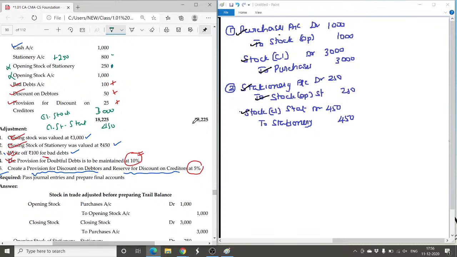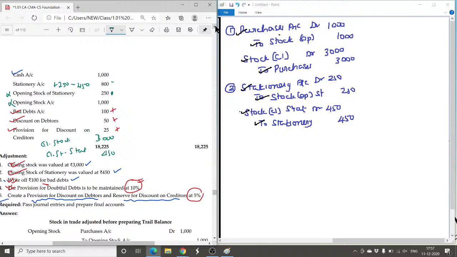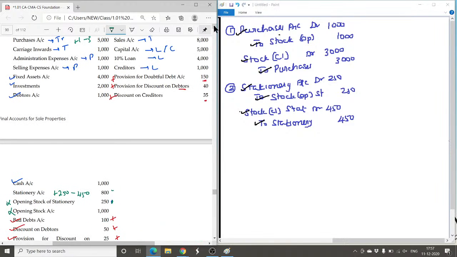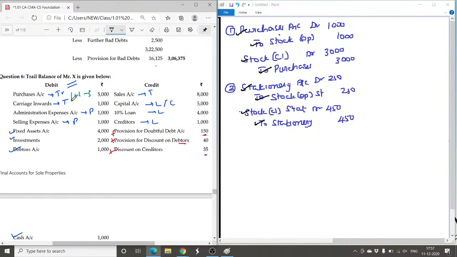So closing stock of stationery value being 450, and this will be now adjusted in the stationery. It should be subtracted, means usually stationery is in the debit balance. As it is now credited, it's subtracted. 450 is subtracted here. Now after doing all these adjustments, how will this appear? Now let's see here. The purchase becomes what? 1000 is added, 3000 is subtracted, so the new purchases value being 3000.